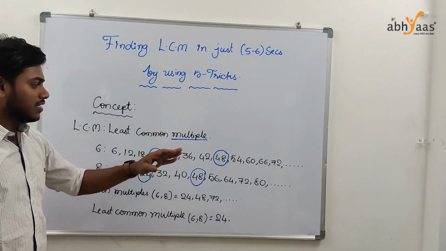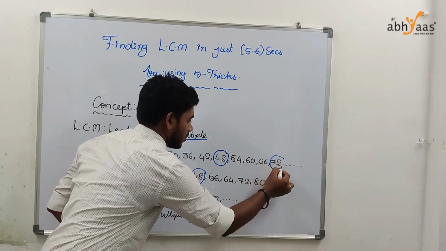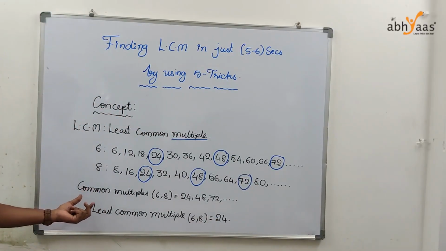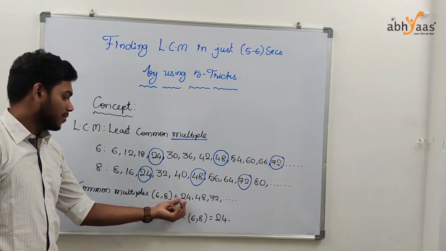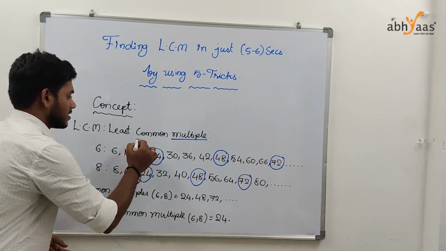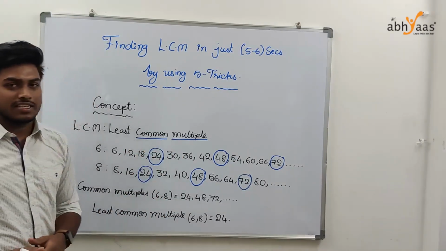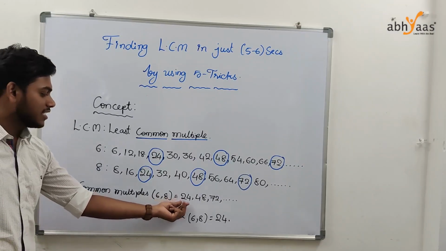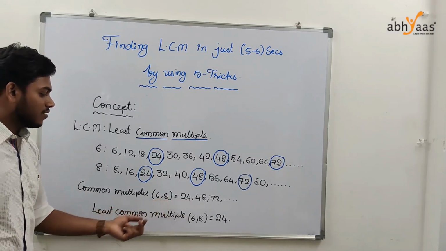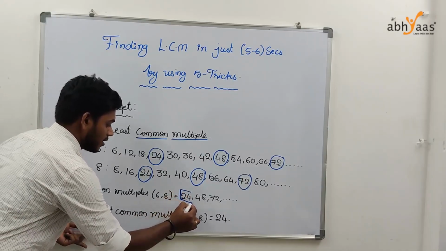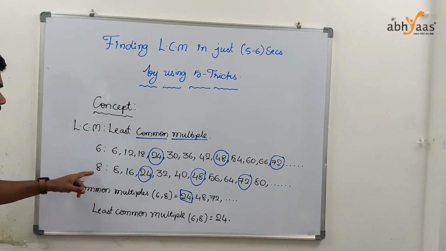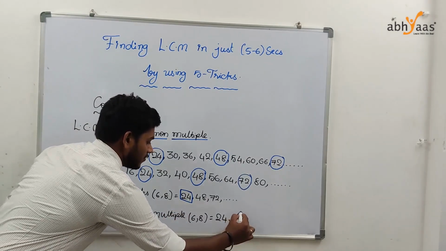Yes, 24 into 3, 72. 72 is also a common multiple of 6 and 8. In a similar way, all the multiples of 24 are the common multiples of 6 and 8. Yes, we got the common multiples of 6 and 8 as well. But we need the least one. Which one is the least multiple of 6 and 8? 24 is the least common multiple of 6 and 8. Hence, the LCM of 6, 8 is equal to 24.